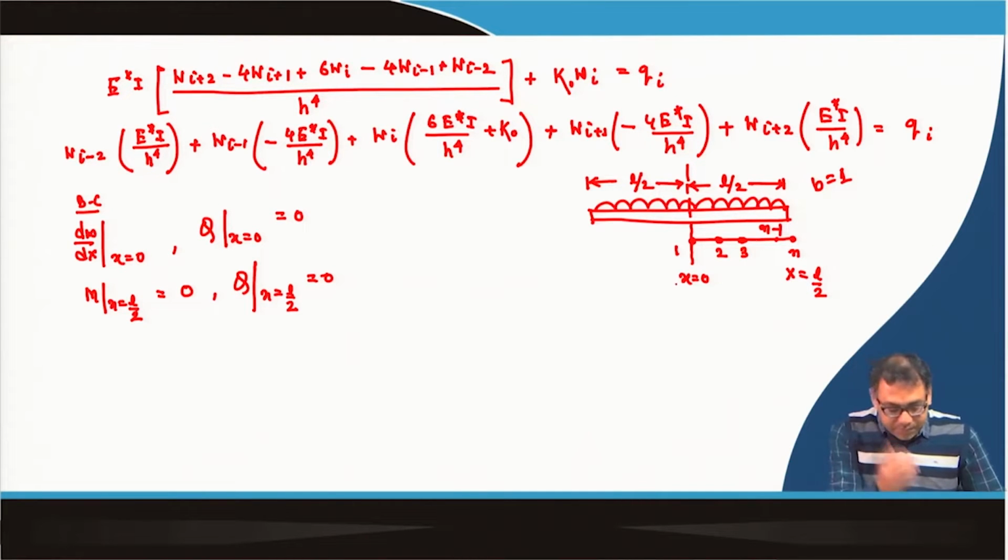Due to symmetry, the slope is 0, and as we are applying the UDL, the shear force at the center is 0, and it is a free end beam. So, the bending moment at the edge of the beam is 0 and the shear force is also 0.